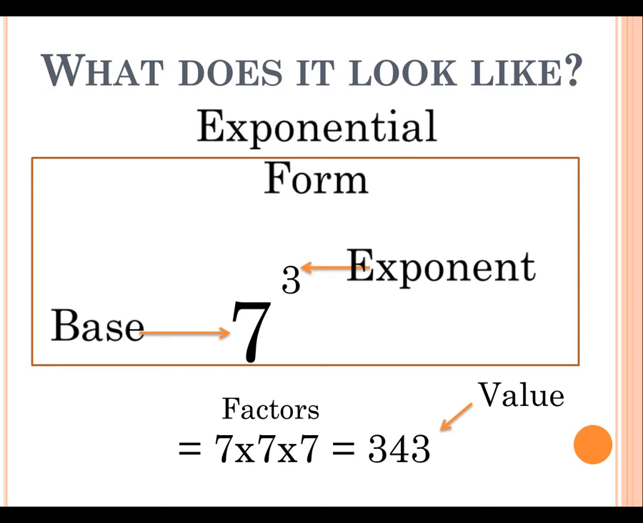It's interesting. The factors are, there are 7 that's happening 3 times. You see that, how it's 7 cubed? 7 is happening 3 times. We have a 7 as the base. 3 is the exponent. So it's telling you that the base is happening, boom, boom, boom, 3 times. That's what that means. Then we have the value. The value is 343, because 7 times 7 is 49, times 7 is 343.